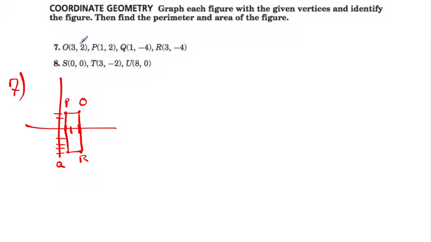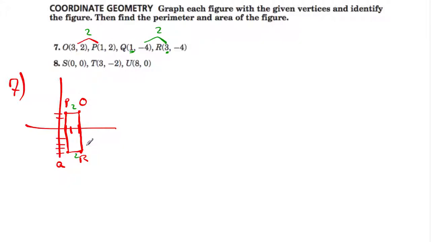So what's the distance between P and O? Well, because they have the same y-coordinate, we can see it's just this horizontal line. So the distance for this side to go from 1 to 3 is going to be 2. Because it's a rectangle, down here from Q to R is also going to be a distance of 2. The y-coordinates are the same. The only thing is the difference in the x's, and that distance is 2.